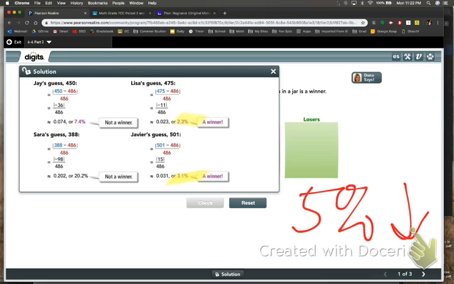Again, if you're confused, feel free to go back into the lesson, or you can simply ask someone around you, or even the substitute teacher, perhaps.